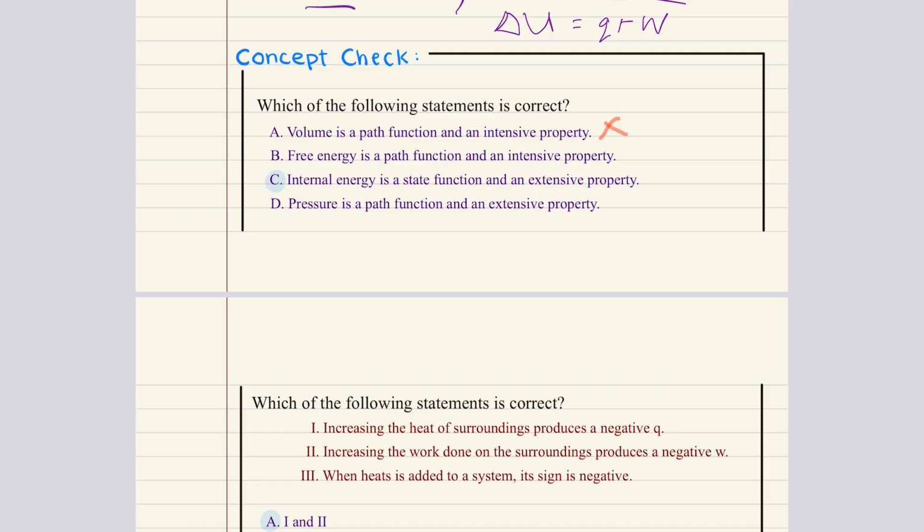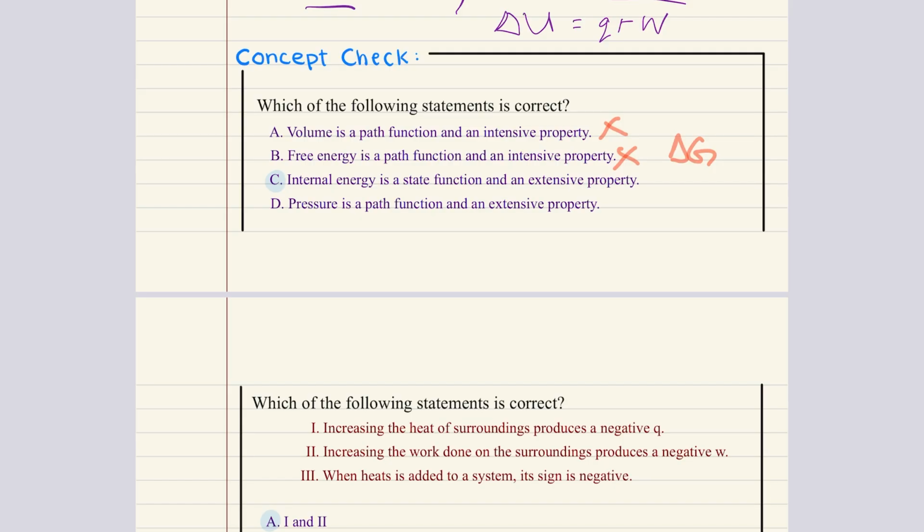B says free energy is a path function and an intensive property. This is also incorrect. Free energy, specifically Gibbs free energy, so delta G, is a state function, not a path function. It reflects the energy available to do work, and it depends only on the current state of the system. Further, it's an extensive property because it scales with the amount of material.